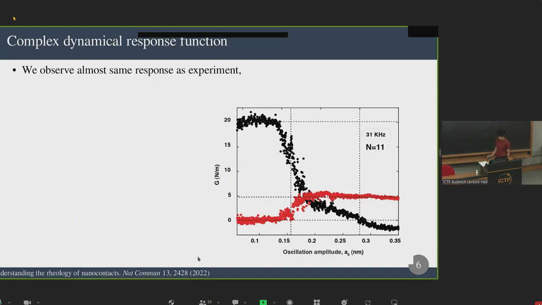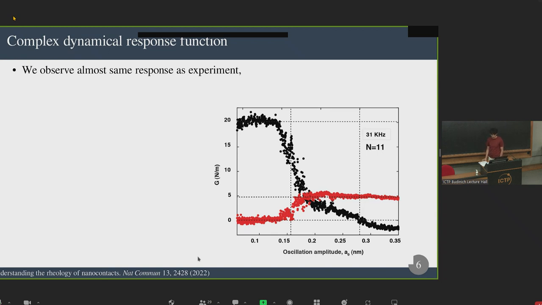So let's get to it. The result is here. The picture I'm showing on the right is the experiment. Again, the black curve is G prime, which is elastic, and red is G double prime, which is the dissipative response. This is done on the nanoneck of size 11. Size 11 means 11 chains of atoms in the section.